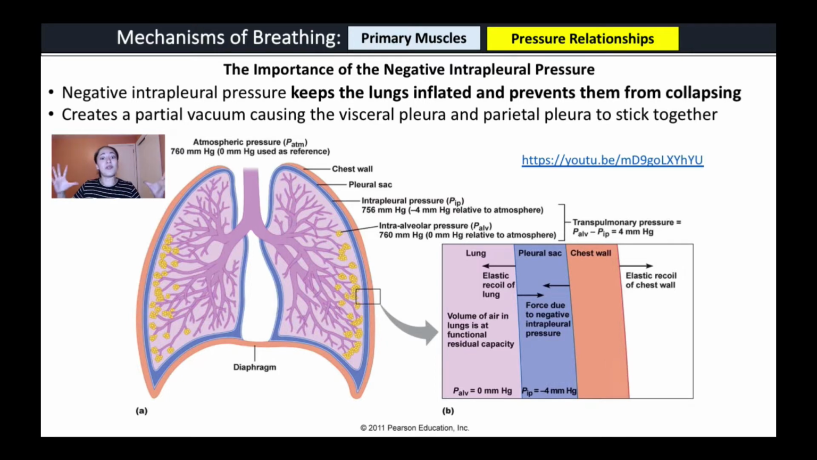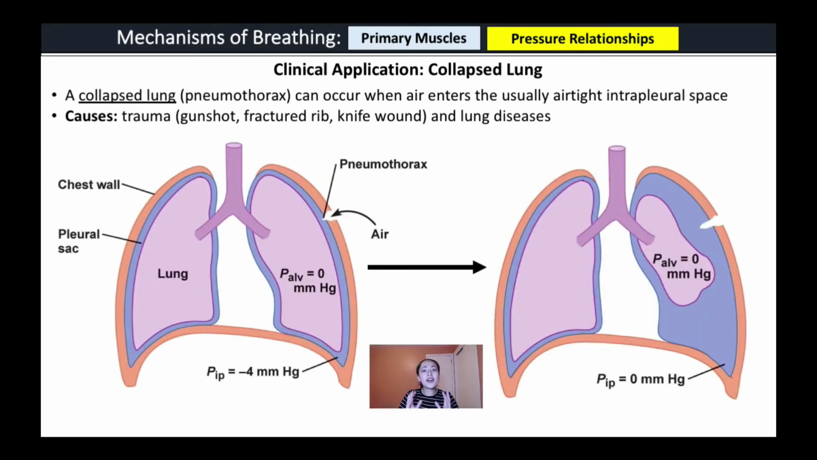and keeps them from separating. However, there are cases where the intrapleural pressure doesn't stay negative and the lungs actually collapse. A collapsed lung is called a pneumothorax, and this can occur when air enters the usually airtight intrapleural space or pleural cavity. And this can occur because of trauma, such as from gunshot, fractured rib, or a knife wound. Also, certain types of lung disease can actually result in air entering this intrapleural space.